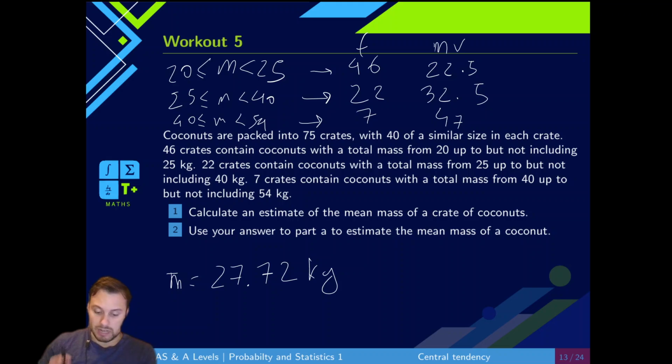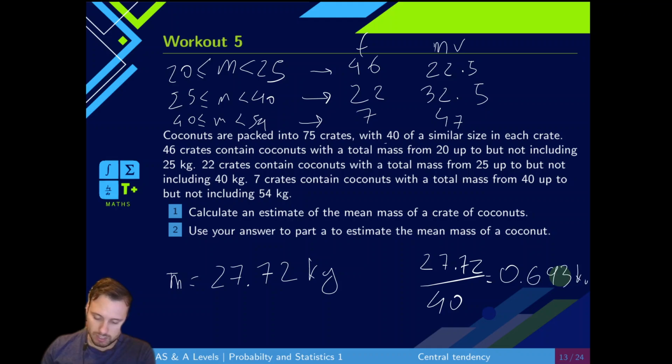And then for the second part, you have to estimate the mean mass of a coconut, and you know that each crate has 40 coconuts. So for part B, you would just say, okay, if this is the mean mass of one crate, then we're going to divide this over 40, and we can get that, if we are assuming that they are all similar size and everything, this would be 0.693 kilograms for one coconut. This is a fair assumption on the data that we have. Clearly we cannot have the exact data here, but we can make a good assumption with this.